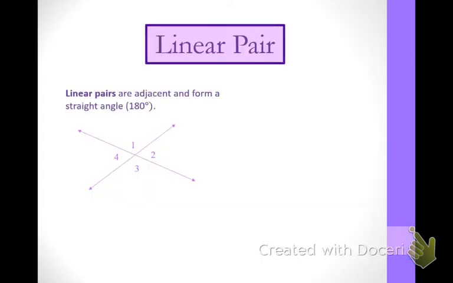This is the definition, it's as short as it gets. The linear pairs are adjacent and form a straight angle, which is 180 degrees. So adjacent, and they form 180 degrees. So what does adjacent mean? They're on the same wall. They share a wall. Okay, so pick an angle, any angle in this picture.